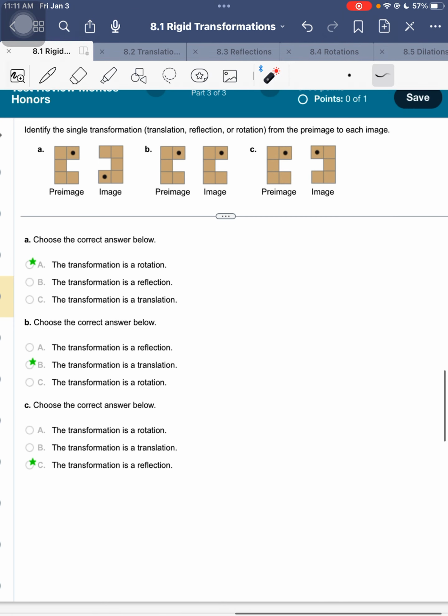So now this one's not bad. Identify the single transformation, whether it's translation, reflection, or rotation, from the pre-image to the image. So from here to here, what happened? We had to rotate it. So our answer is A. From here to here, we had to translate it. So our answer is B. And from here to here, we had to just reflect it across this line. So it went like this. Did a flip. That's called a reflection. Okay?